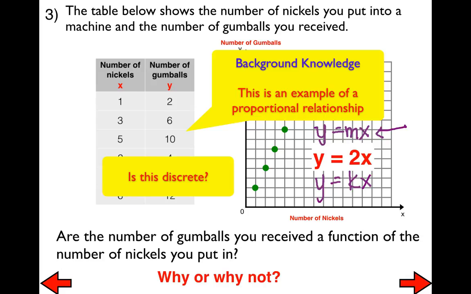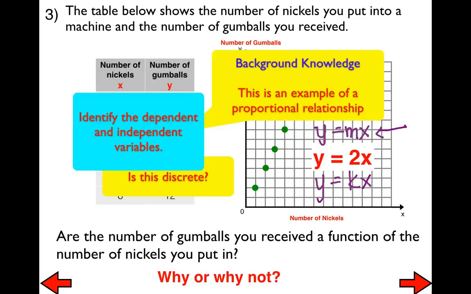So is this discrete? Well, is it possible to get half a gumball or a quarter of a gumball or anything less than an entire whole gumball? The answer is no. So this is a discrete relation. It's not continuous. I can't put half a nickel and get something less of a gumball. So I would say this is definitely a discrete relation.